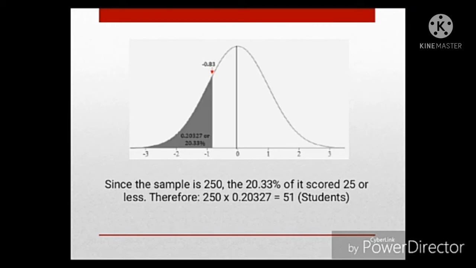Therefore, 250 times 0.20327 is equal to 51. At most, 51 students scored less than 25.